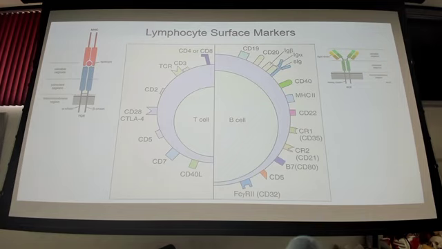CD40 we talked about. This interacts with a ligand on some of those APCs. It's got its MHC class 2 because B cells are also antigen presenting cells, remember? So what do all antigen presenting cells have? MHC class 2, so yep, there it is right there. And then the rest of the stuff I don't really care about. There might be some interesting things like B7 we talked about. Those are some of the main surface markers we talked about.